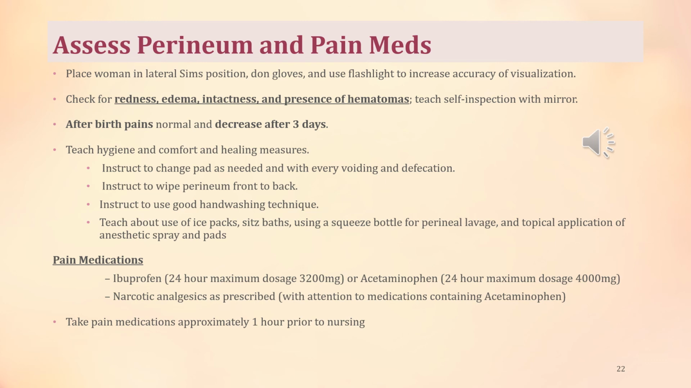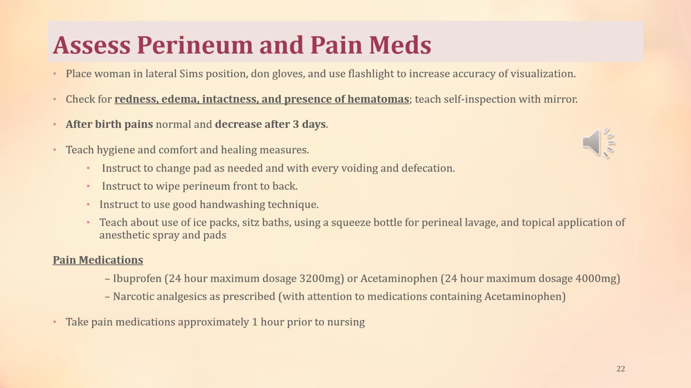Typically, we ask mom, especially in the bed, because when you're sitting in the bed, that bed kind of cups around your body. So you may need to ask her to lay on her side and then use a flashlight to look if it's very dark in the room. So we're looking for redness, any kind of edema. Is everything intact? Is it sewed up like it's supposed to be? Do we have stitches that are coming loose?